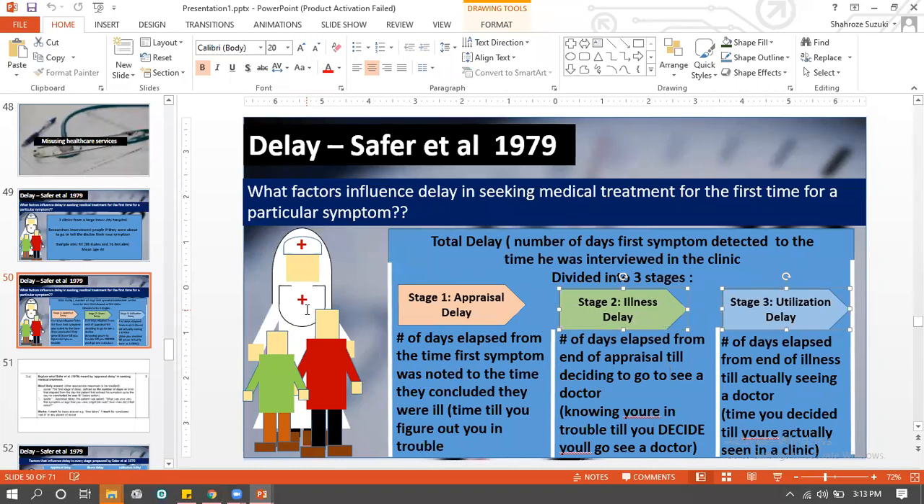Safer wants to find out different reasons for different stages of delay. Okay, why does appraisal delay happen? Why do people take long to figure out why they're in trouble? Why does illness delay happen? Why do people take long to make decisions even though they know they're ill? And number three, why don't people go to doctors as soon as they decide to go to doctors? Why do they take time to actually go to the doctor? What are the reasons? He's gonna find out.